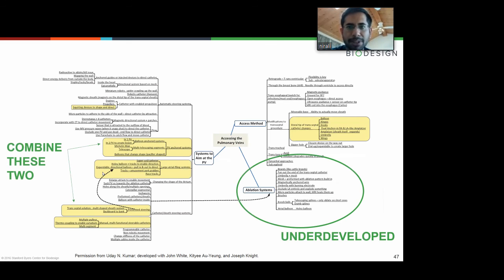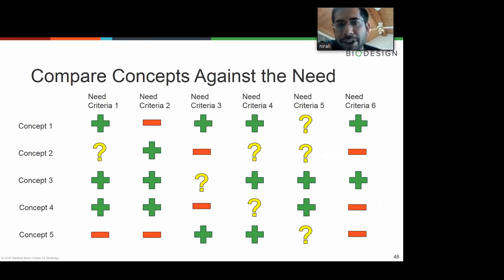So just to give you some examples. Then you want to compare your concepts, ideally not all of them because it's going to take way too long, but your top concepts, against the need. So you have 5 concepts here, here are your need criteria. Does the concept get a plus, does it meet the need? Does it get a minus, does it not meet the need? Or in many cases, you'll have a question mark: I'm not sure if it will meet the need. Then the question is what research you have to do to identify whether or not you're going to meet the need at a later point.